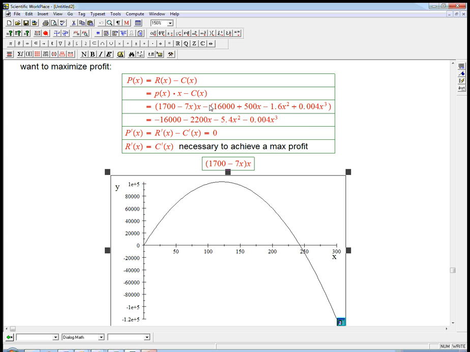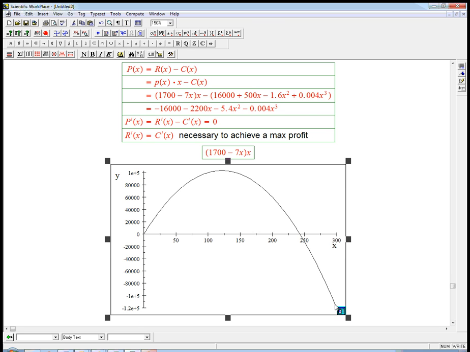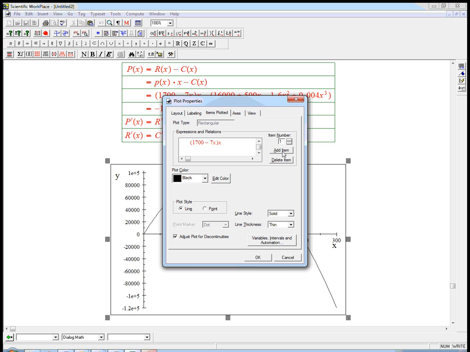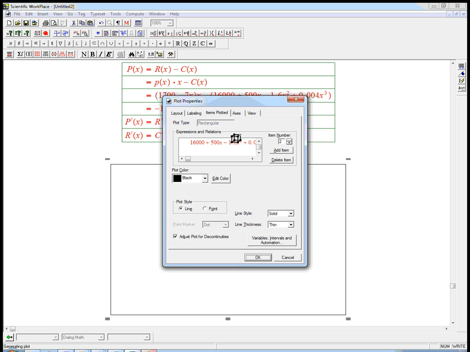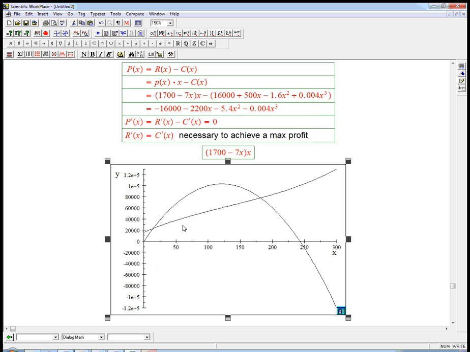Okay. Now on the same graph, I'm going to go ahead and graph the cost function. Just add in that item. And so here's the revenue and the cost together. Now remember, revenue minus cost, we can read that off this picture. Here's the revenue, this parabola. Here's the cost. It's sort of close to linear, but you can see that it's a little bit wavy because of the cubic. Here's a place where revenue equals cost, 0 profit. Here's another place where revenue equals cost, 0 profit.